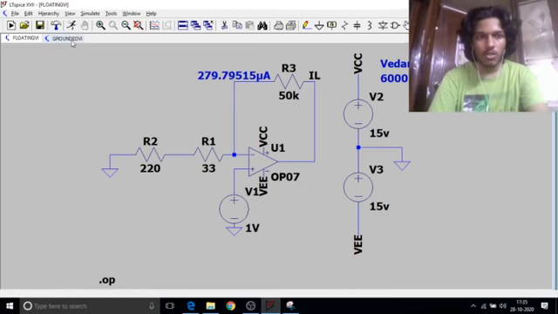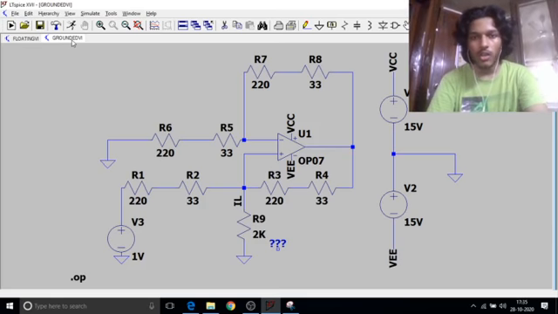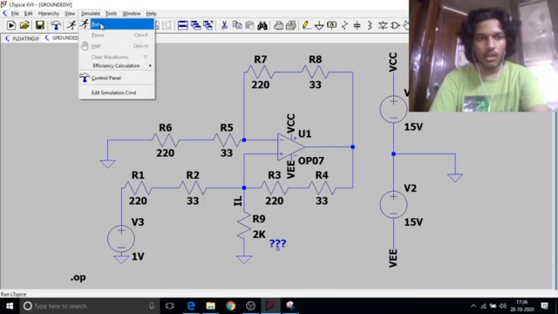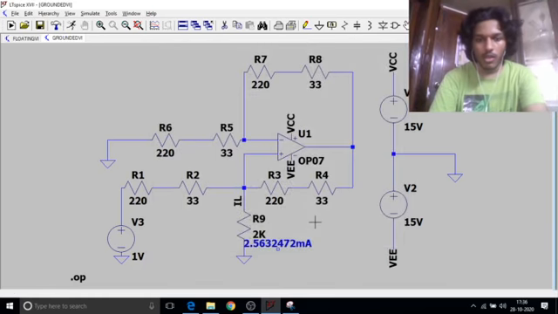I'll now show you the grounded VI converter. This is a circuit for a grounded VI converter. The 250 ohm resistor is divided into 220 and 33. I've taken the input as 1 volt and the load resistor I've initially taken as 2K. I will run this and I get the load current 2.563 milliamperes, which is what we are expecting.